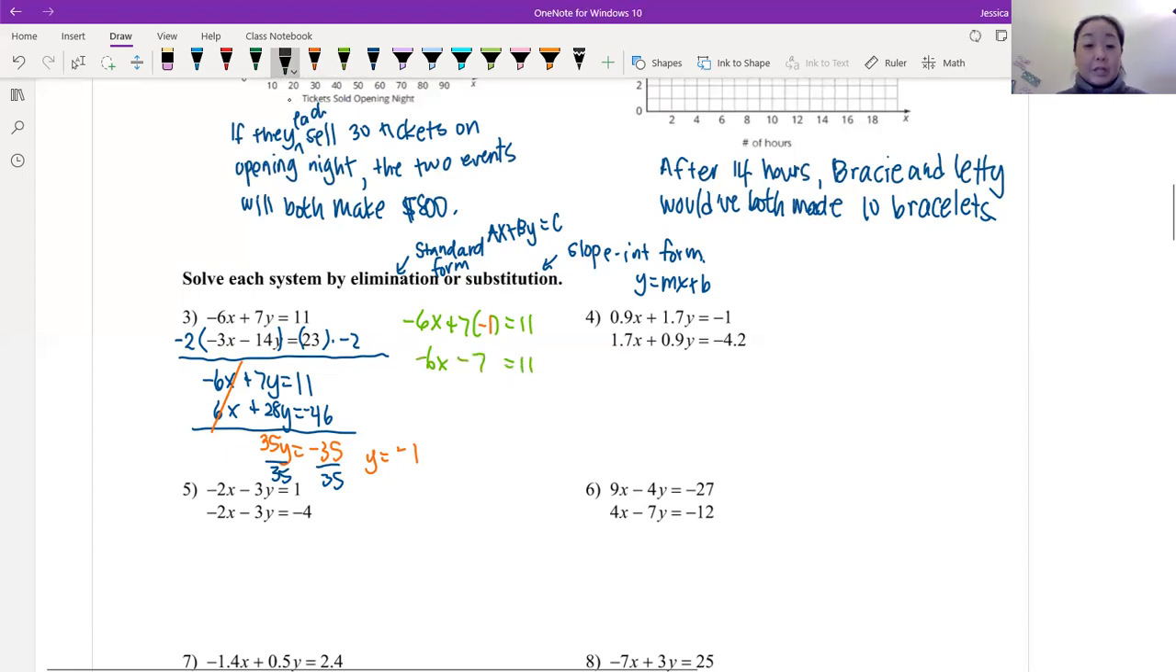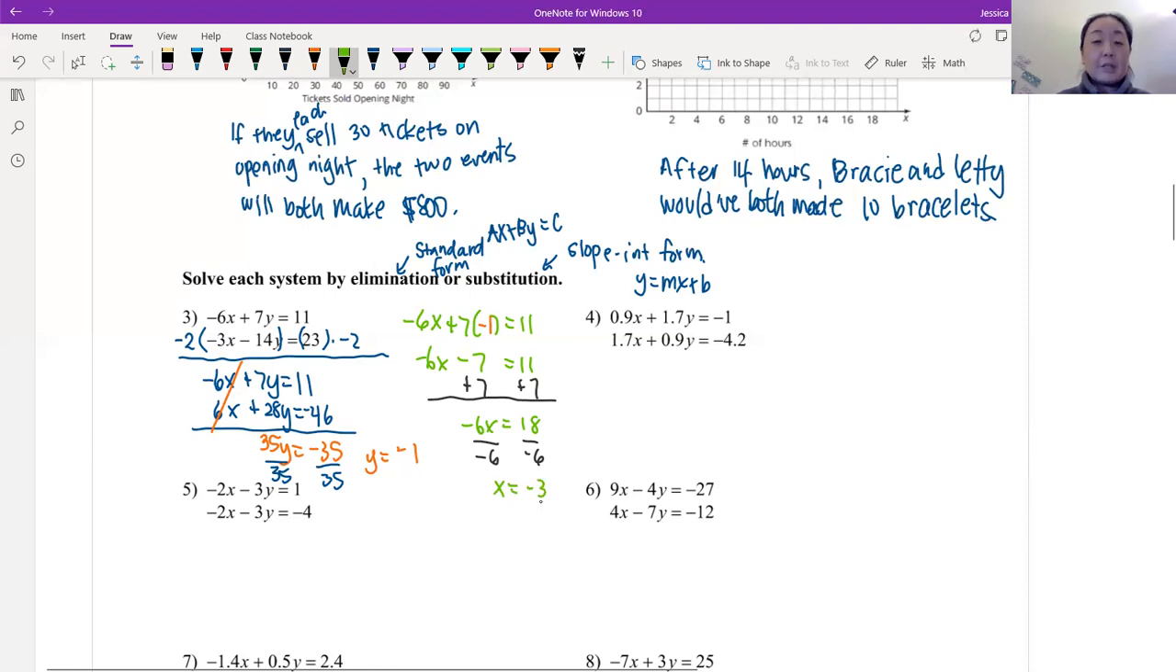Now it's turned into a two-step equation. Get rid of the plus or minus, so plus 7 on both sides. And you get -6x is equal to 18. And then how do we get rid of the -6? I hope you did not say plus 6, because it's not adding or subtracting, it's multiplying with the x. So we're dividing by -6. And we get x is equal to -3.